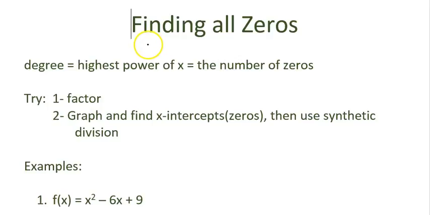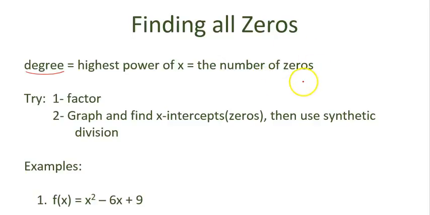This lesson is on finding all zeros. It's related to the fundamental theorem of algebra, if you've heard of that. So the first thing that we have to realize is what it means to have the degree of the function. Degree is the highest power of x. So you look at the x's in the problem and see which one has the highest power. Whatever that power is, that should equal the number of zeros it has.